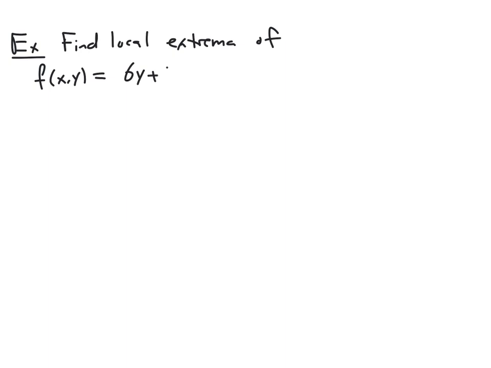Let's look at one more example. This one will be a little bit more complicated. So let's find all the local extrema of the function f of xy given by 6y plus 3xy minus 3x squared y minus 2y squared minus xy squared plus x squared y squared.